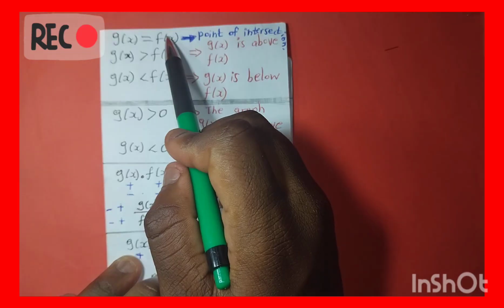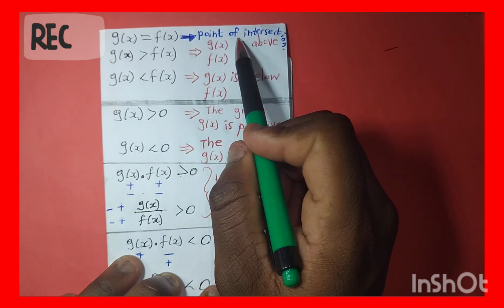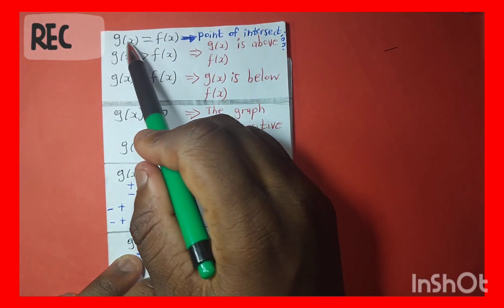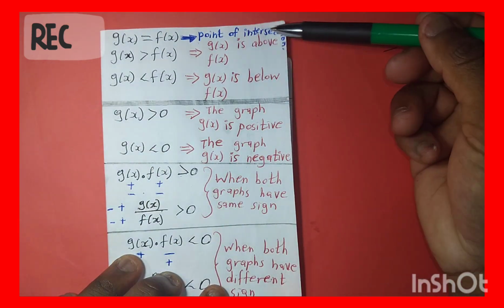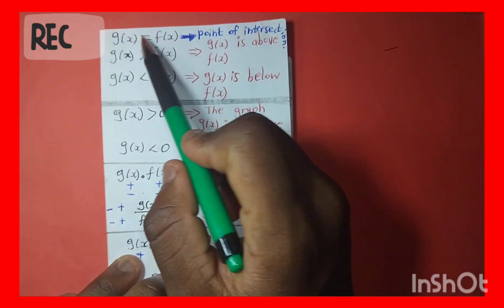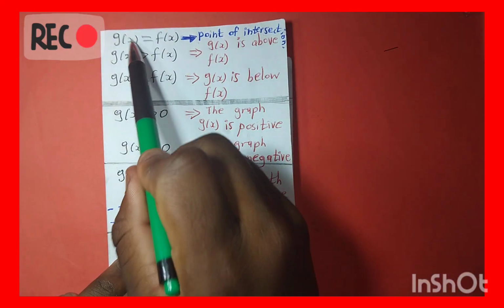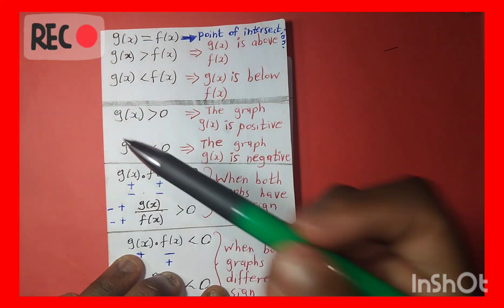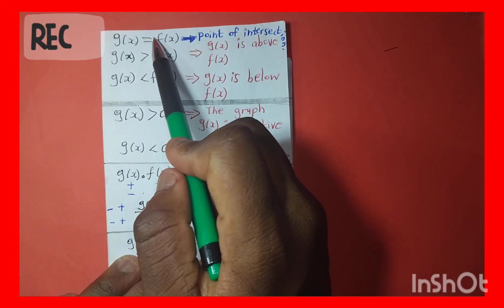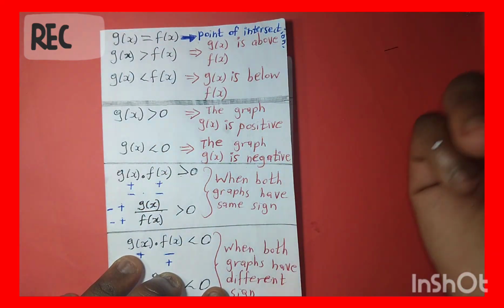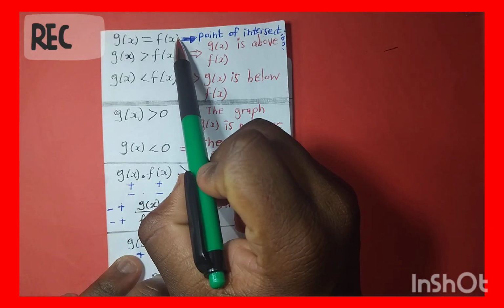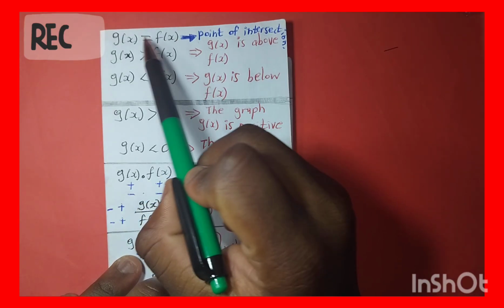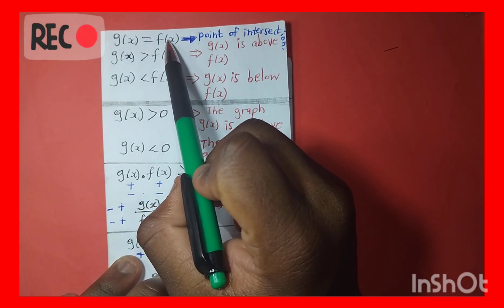That thing, what does it mean to you? It means that it's a point of intersection. It means that's where your graphs intersect. When you see this, it means that's where those two graphs meet. But I will show you how you conclude. I will show you by using a question. So this represents a point of intersection whereby two graphs meet.